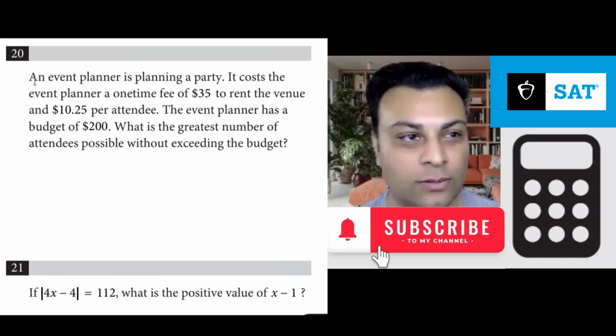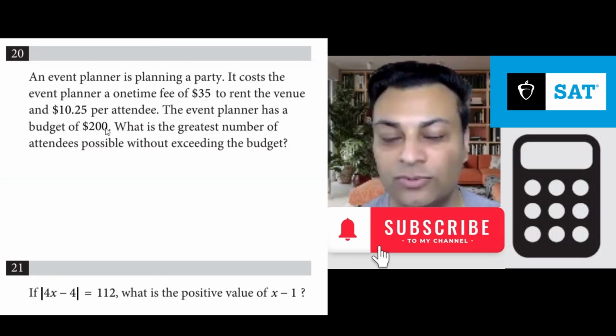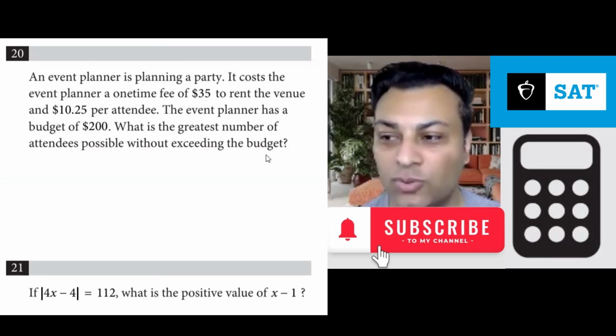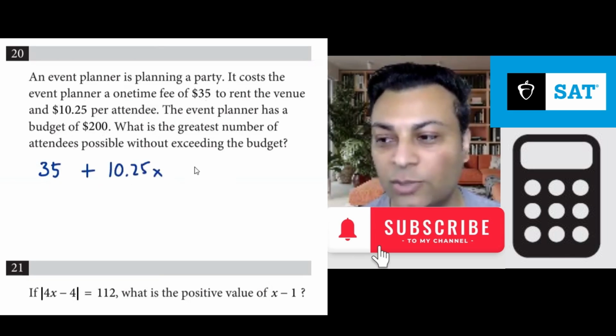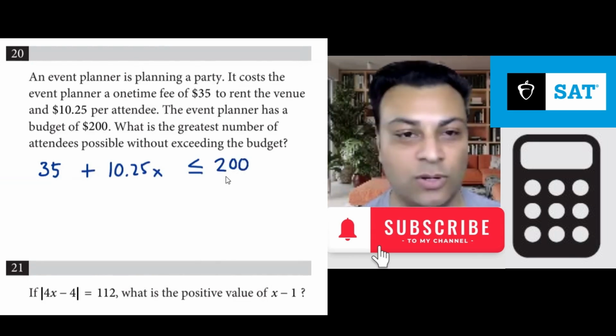Question 20. An event planner is planning a party. It costs the event planner a one-time fee of $35 to rent the venue and $10.25 per attendee. The event planner has a budget of $200. What is the greatest number of attendees possible without exceeding the budget? Let's call the attendees x. So it's $35 you pay one time, and then you pay $10.25 per attendee. You want all of this to be at most, which means less than or equal to, $200. This is the inequality we would like to solve.